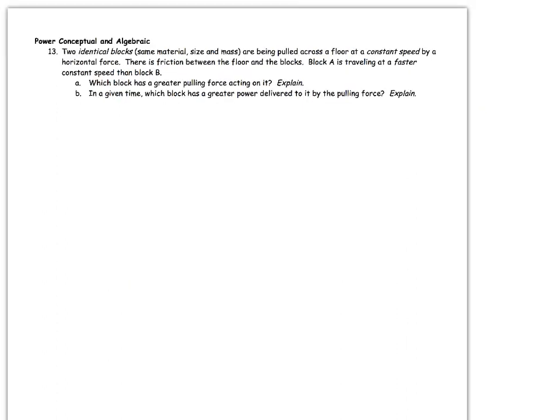Alright, moving on to this next one here. This one's about power. So we have two blocks that are the same size and mass being pulled across a floor at a constant speed. Both have a pulling force here, and there's friction in both cases between the block and the floor, so they also both have a frictional force going back in the opposite direction. The first question asks which one has a greater pulling force acting on it.